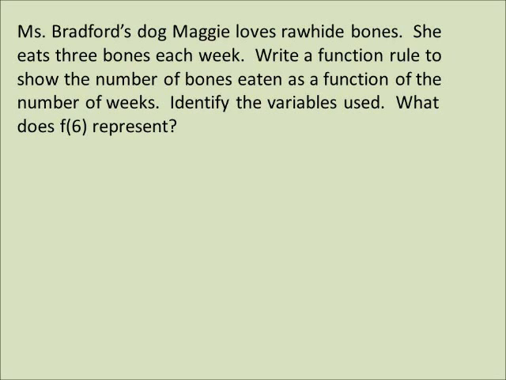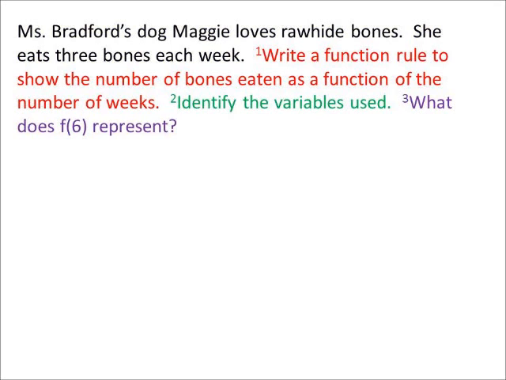In this video, we're putting together everything we've learned so far about functions and equations. So we're going to look at a word problem. It says, Miss Bradford's dog Maggie loves rawhide bones. She eats 3 bones each week. Write a function rule to show the number of bones eaten as a function of the number of weeks. Identify the variables used. What does f of 6 represent?